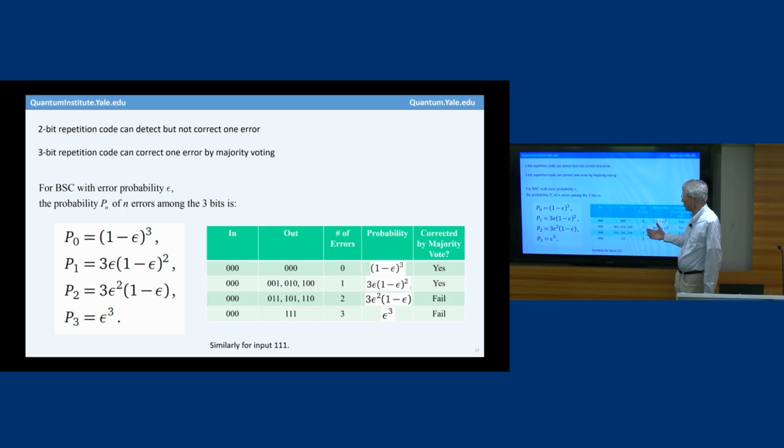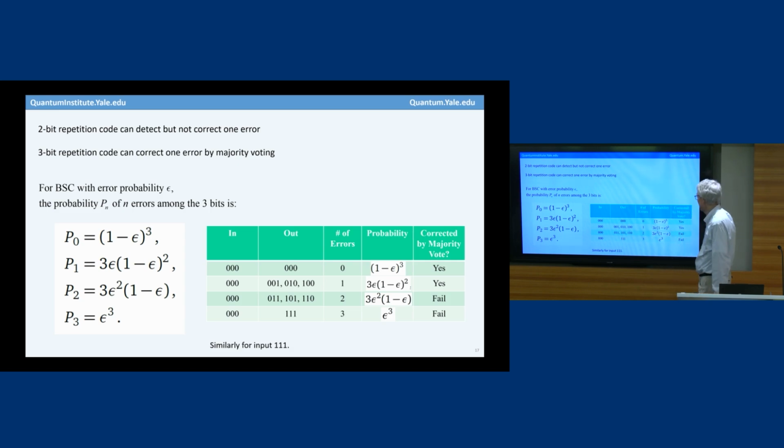There are actually 3 ways you can have 2 errors, which is a little funny, but if you think about it, one of the 3 doesn't have an error. There's 3 ways to do that. And it's now 3 epsilon squared, because there are 2 errors, times 1 minus epsilon, because one of them doesn't have an error. And then there's only 1 way to have 3 errors. And you get 1, 1, 1.